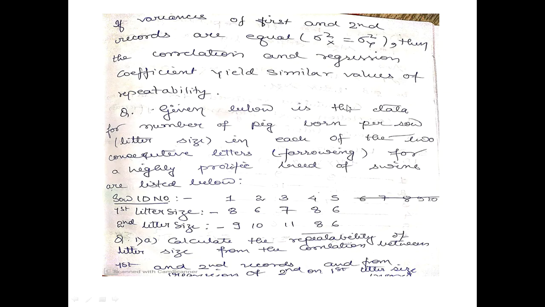Suppose you have this question: given below is the data for number of pigs born per sow, litter size, in each of the two consecutive litters of farrowing. A highly prolific breed of swine is listed below.